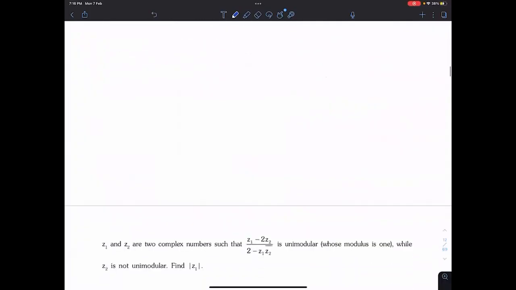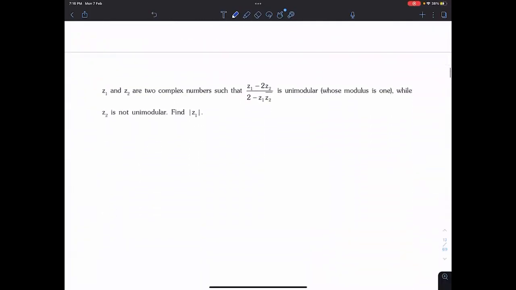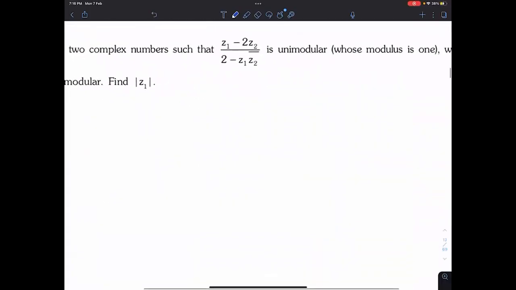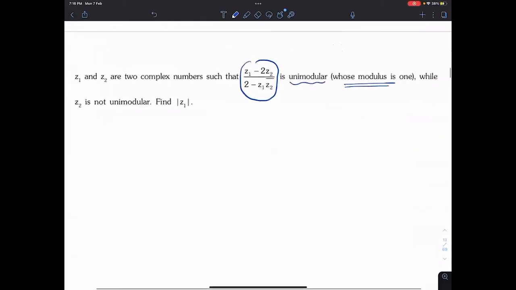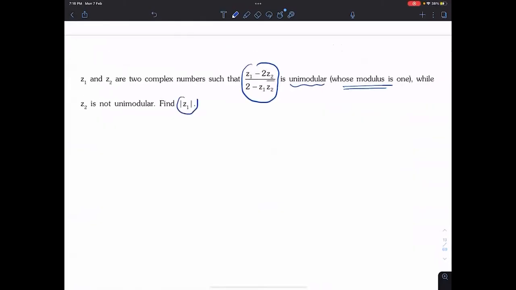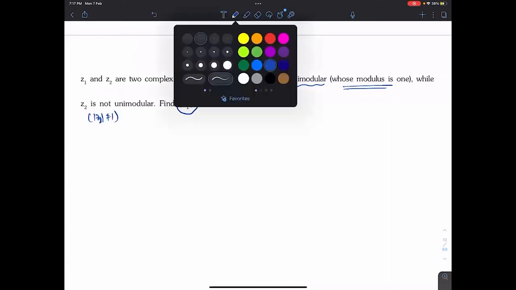Yeah. So this is the model which I want to explain very clearly. You see here, they are saying Z1 is unimodular. Unimodular means modulus is 1. They have mentioned also, this is a previous JEE Advanced question. Then find mod Z1. They are asking for that, and they have given mod Z2 is not equal to 1. That is what they have given.